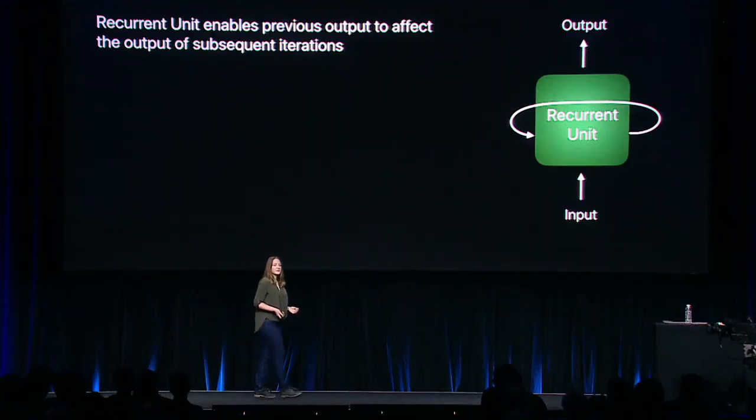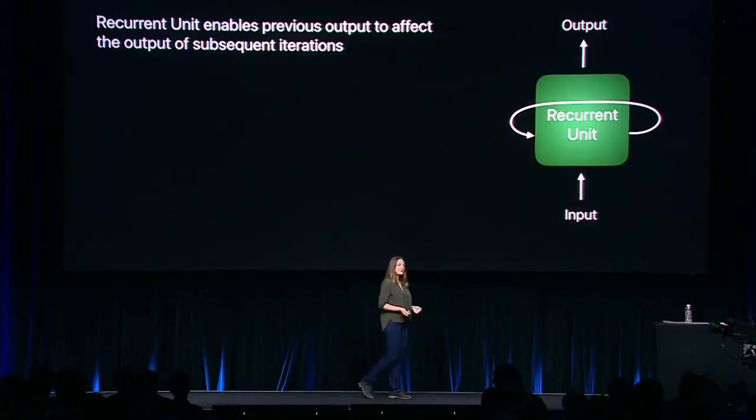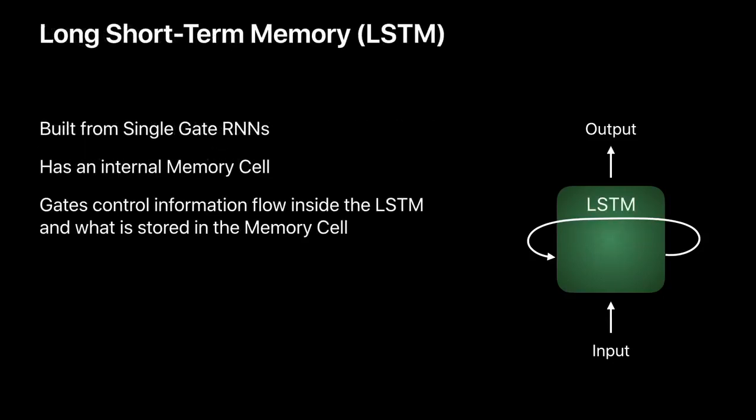The single-gate RNN has a recurrent unit, which enables the previous output of an RNN to affect the output of the subsequent iterations of the same RNN. But single-gate RNNs are not powerful enough to carry important information for many iterations, because the current output of a single-gate RNN is also its current state. There's nothing else there. The solution to this is the long short-term memory RNN, or LSTM.